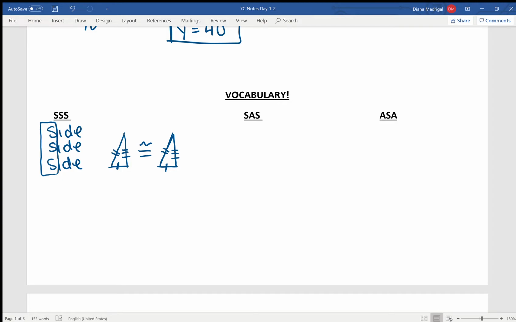Side, angle, side. Let me do a different color. It's called side, angle, side, and again, it's called SAS because it's side, angle, side. That means that two triangles are the same if they have one side equal to the other side, one angle, and one side. So two sides and one angle. Usually they're going to give you all this information, so you should right away identify the triangles based on what they gave you.